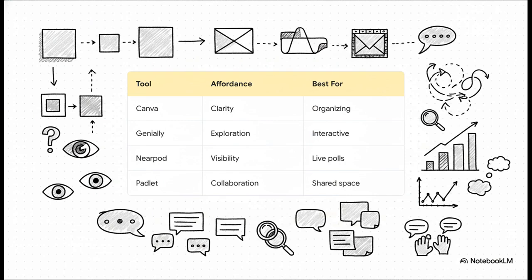And these familiar tools aren't just interchangeable digital worksheets. As you can see, each one has a highly specific affordance suited for a completely different learning job. Take Canva, for example. It's absolutely brilliant for bringing clarity and organizing information. Genially, on the other hand, allows for awesome self-directed learner exploration. Then you've got Nearpod, which makes the whole class's thinking visible in real time, while Padlet acts as a shared space for simultaneous collaborative brainstorming. They each have their own superpower.